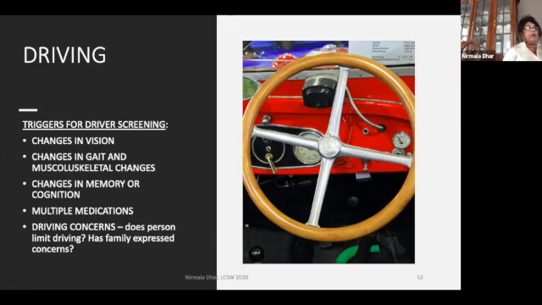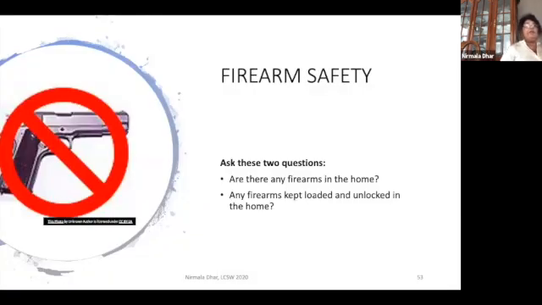Next slide. And I want to include this slide on firearm safety. I just recently gave a training in Southern Oregon on dementia and firearms. Very important to ask these two questions. Are there firearms in the home? Are firearms kept loaded and unlocked in the home? And this is not just to prevent suicide.